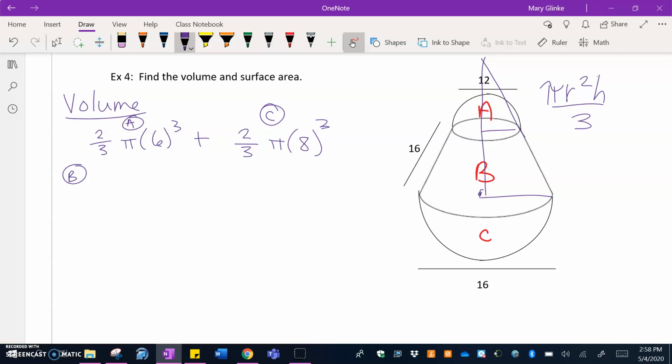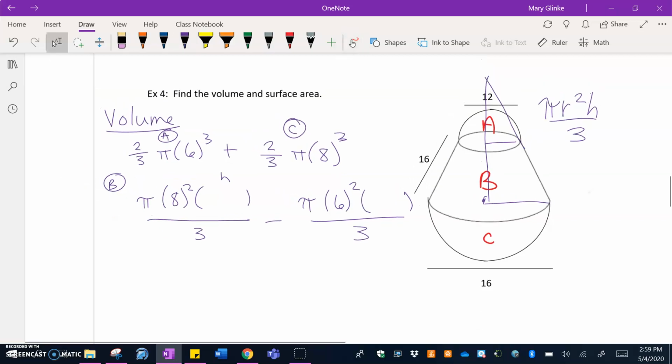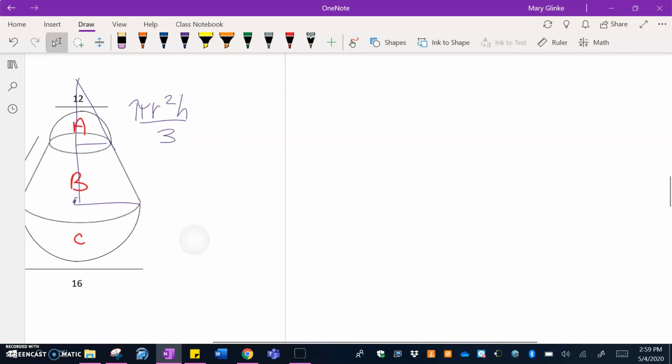So to find the volume of B, we're going to do pi r squared, where r for the larger one is 8. We don't know the height yet, so we're missing the height of the larger cone, minus pi r squared for the smaller cone, which is pi 6 squared, times the height of the smaller cone, over 3. And so now we are going to have to do some work in order to find what that height is going to be. So I'm going to bump over here, and I'm going to draw out those similar triangles over here.